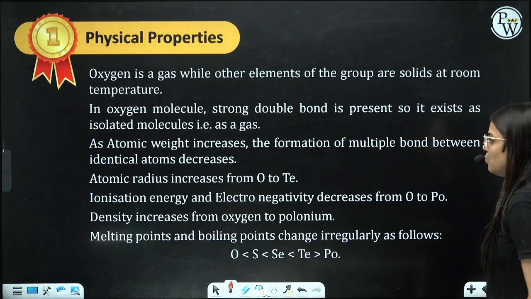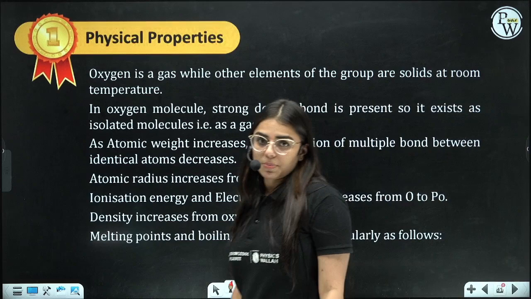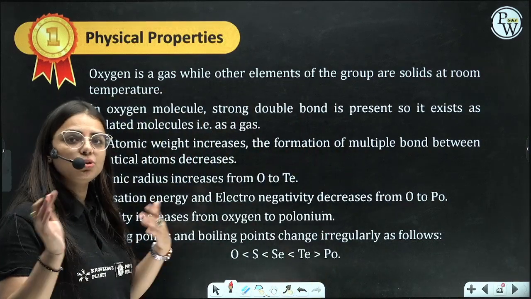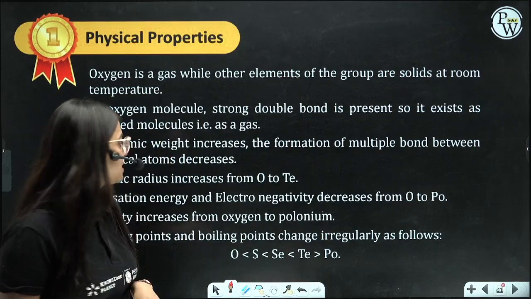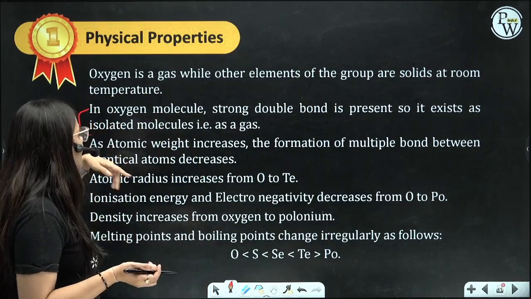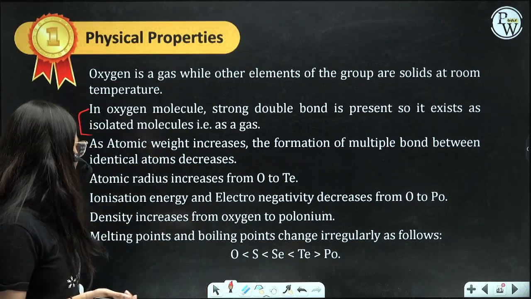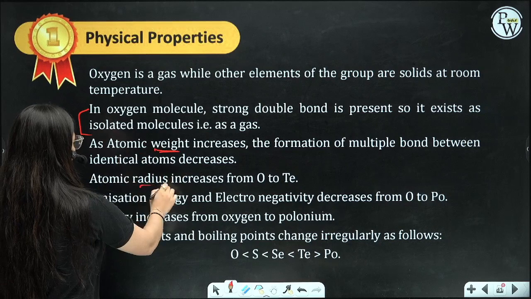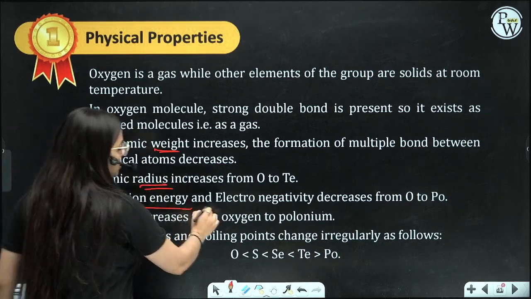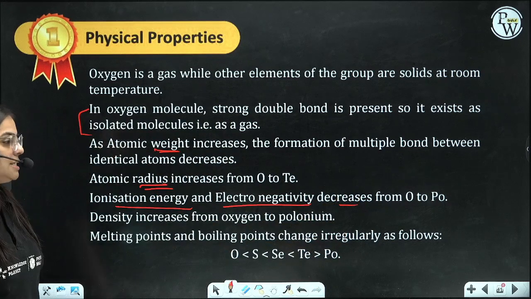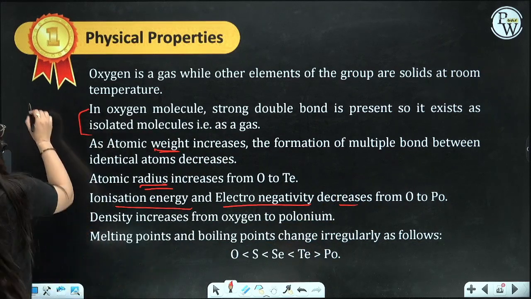Let's talk about the physical properties. See, oxygen basically is a gas while other elements are solid. Similar to the nitrogen family, it is quite the same thing. In the oxygen molecule, a strong double bond is present, so it exists as an isolated molecule, that is in the gaseous form. Atomic weight will increase down the group. Remember that atomic size is increasing. Ionization energy, electronegativity decreases, already told you. And yes, one more thing, electron affinity, very important part.